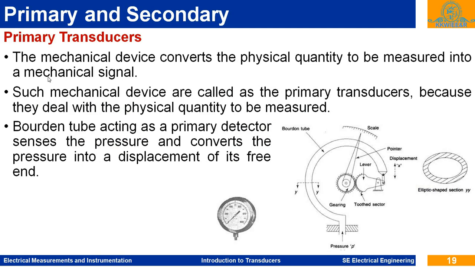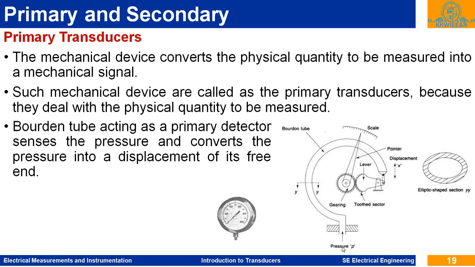The next is the primary and secondary type of transducer. So it is a primary transducer. The mechanical device converts the physical quantity to be measured into a mechanical signal. Such mechanical devices are called primary transducers because they deal with the physical quantity to be measured. This is an example of pressure measurement.